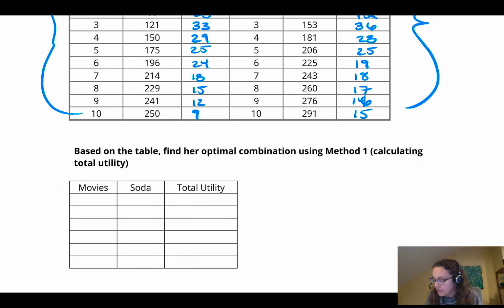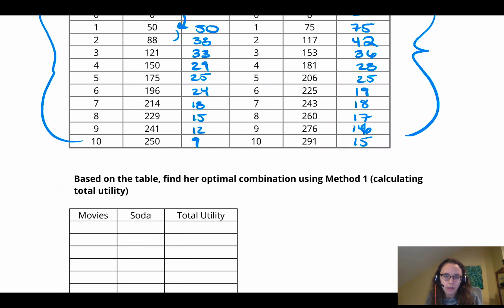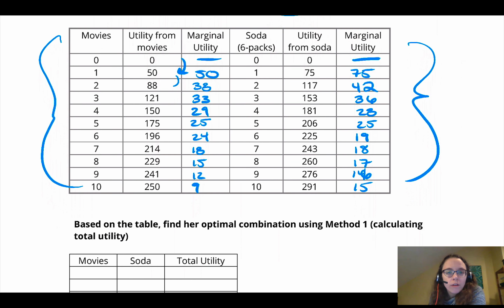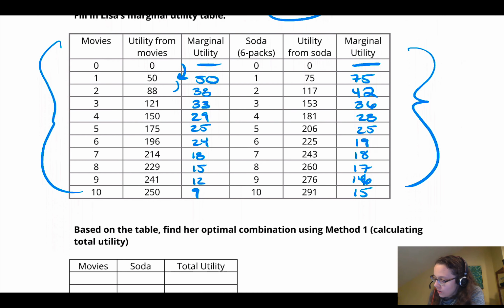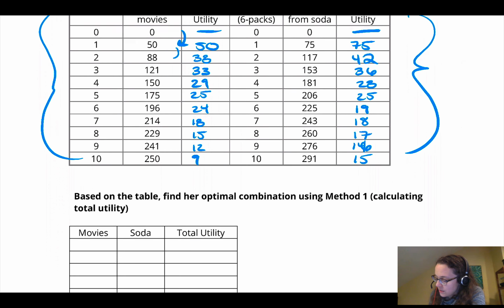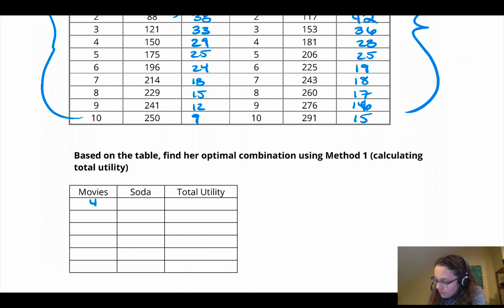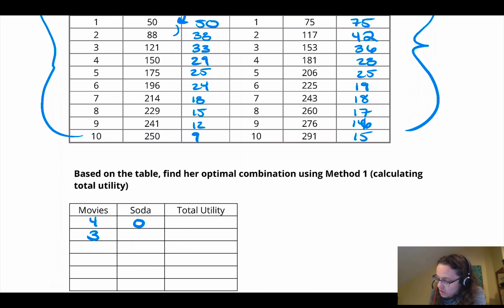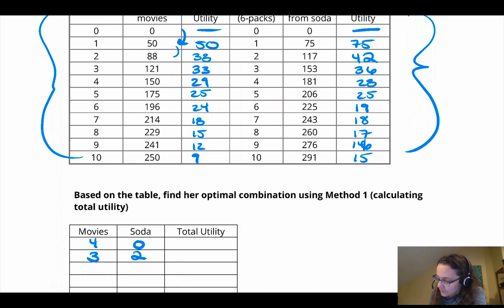So let's think about how many different things she could buy for $24. The way that I would do this is I would start with the extreme cases. What if she spends all her money on movies? What if she spends all her money on soda? So if she spends all her money on movies, how many movies can she buy? For $24, she can go see 4 movies. So she could buy 4 movies and 0 sodas. All right, now what if she sees 3 movies? If she sees 3 movies, that costs $18, and that leaves her 6, which means she can buy 2 sodas.